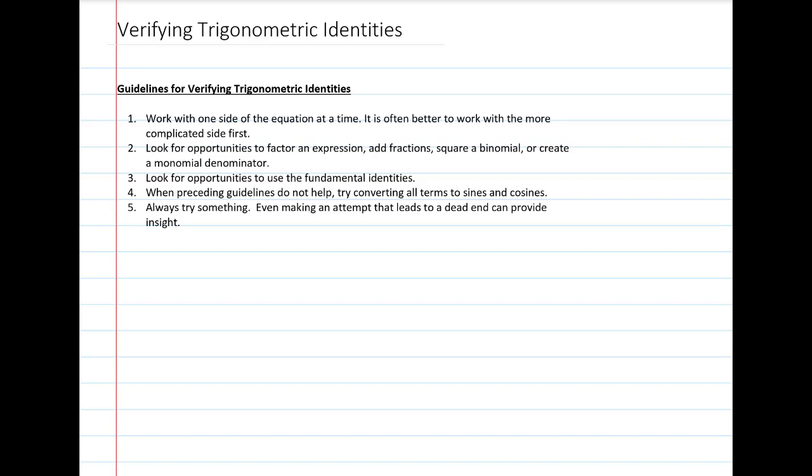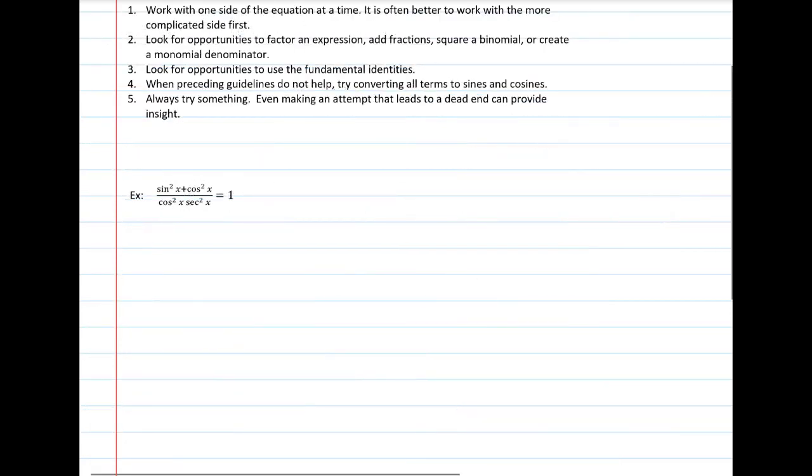Now, next, it says when the preceding guidelines, so 1, 2, 3, don't really work, try converting all the terms to sine and cosine. And then last but not least, the guidelines finish with: always try something, right? Because even if it's not the right thing, or if it's not going to take you any closer to verifying the identity, at the very least, it'll give you some insight into something else that you could do.